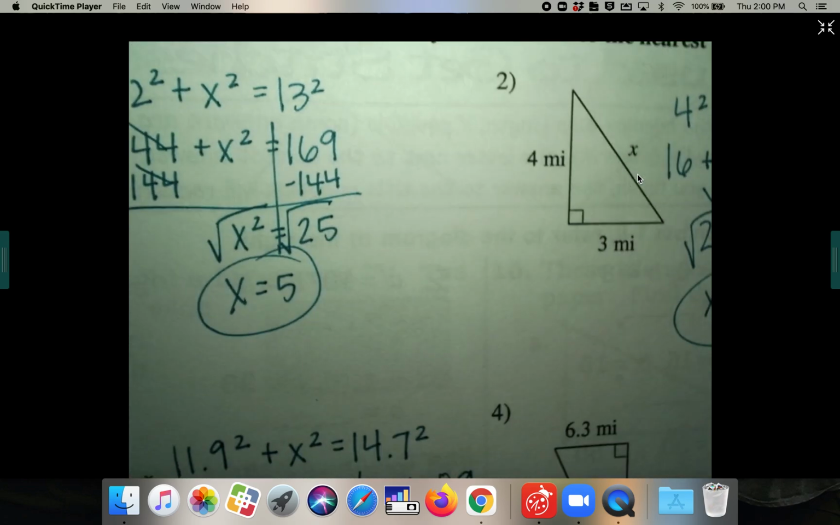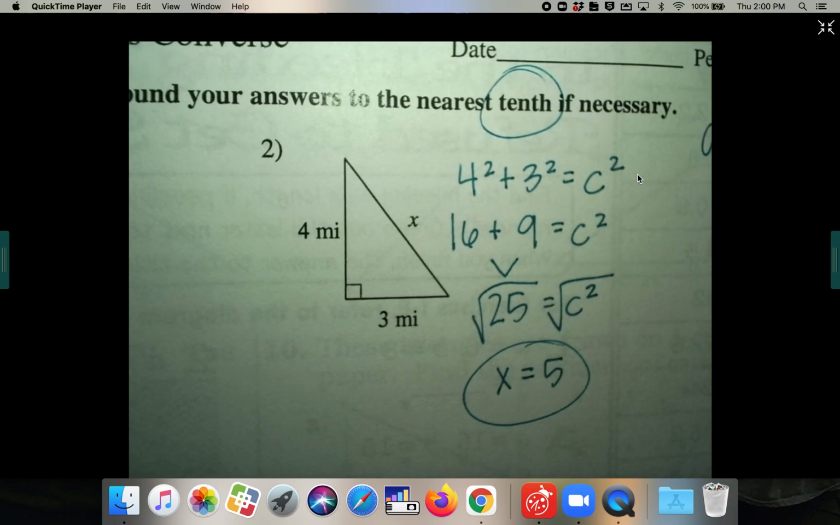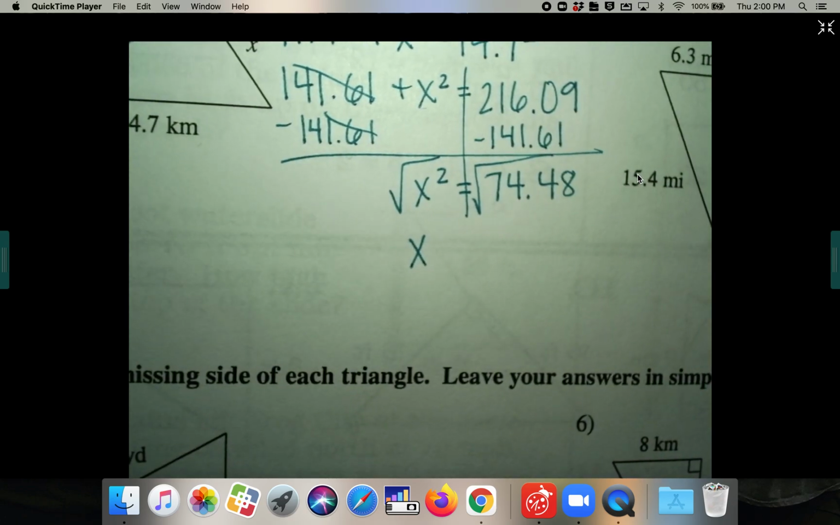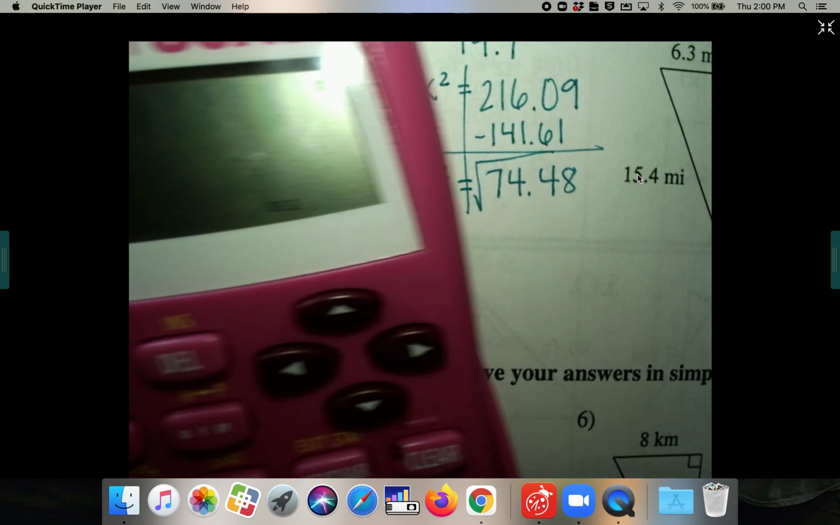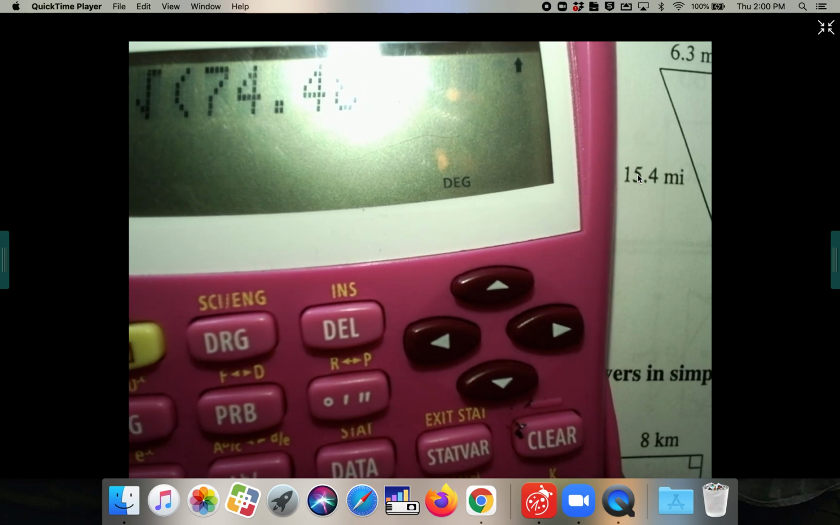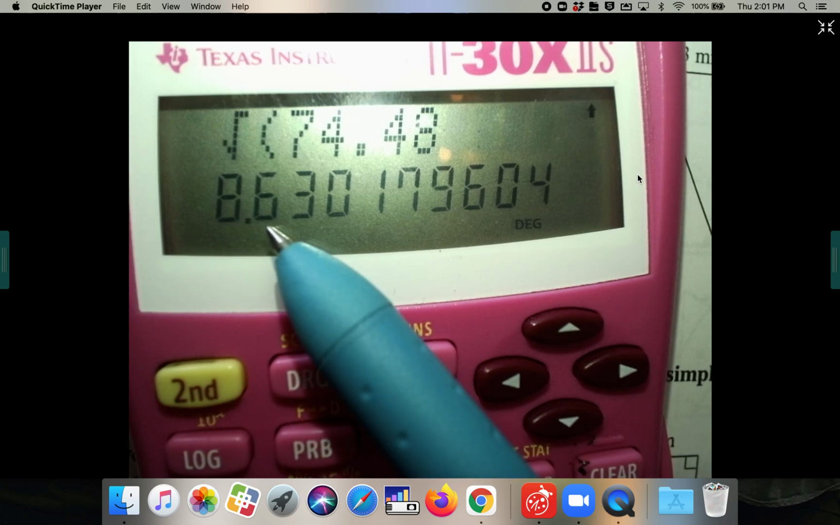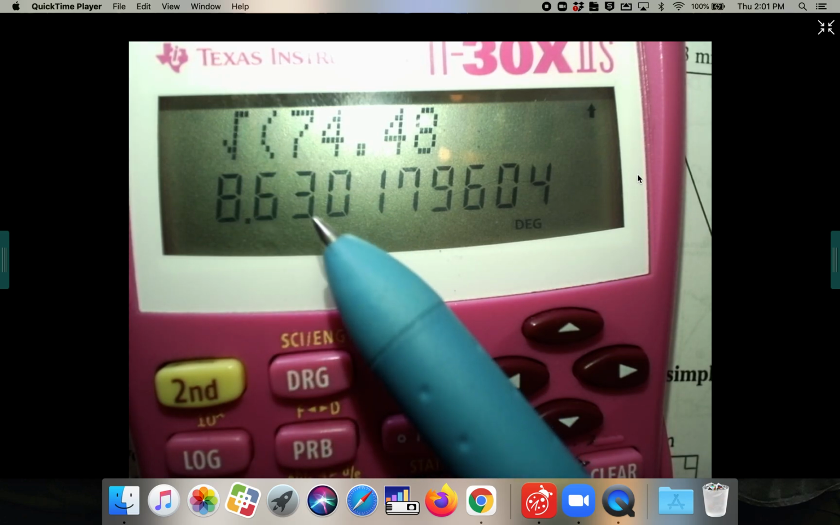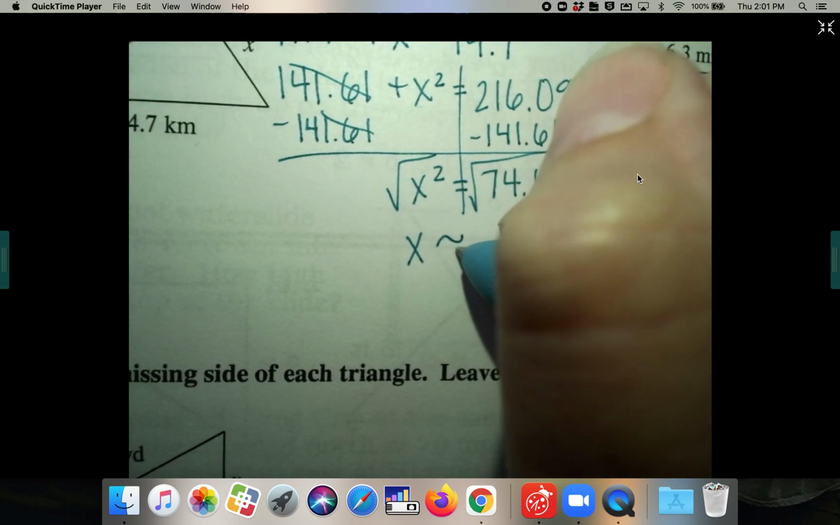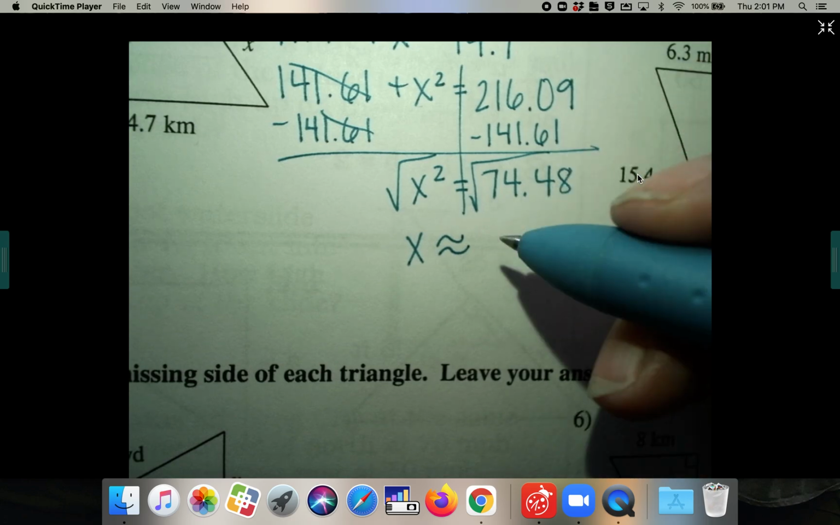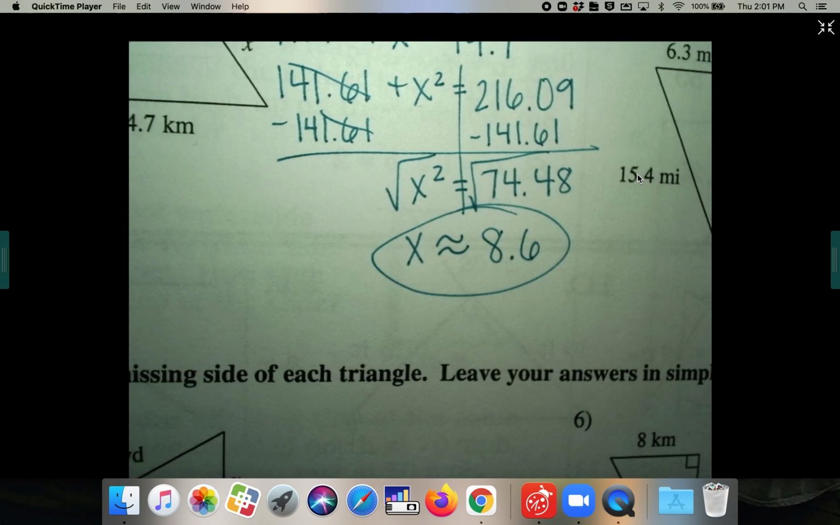Here's what I noticed: in the instructions it says round your answers to the nearest tenth. So I'm going to put this in my calculator, but I'm guessing it's not going to come out nice and neat. Let's see what we get. The square root of 74.48. Yeah, that's really irrational. Nearest tenth would be one place after the decimal. The 3 does not bump it up, it leaves it alone. So 8.6 is what I want to write. I'm also going to use a little squiggly equals, which means I'm rounding it. It's about 8.6, not exactly, but close.